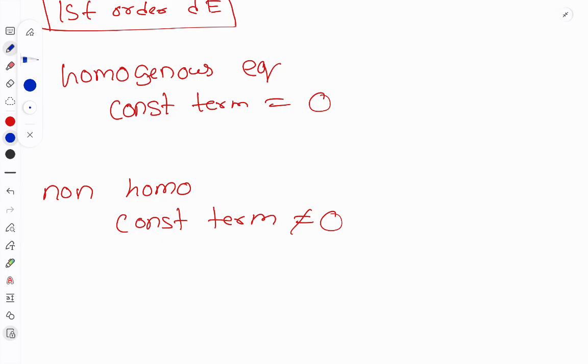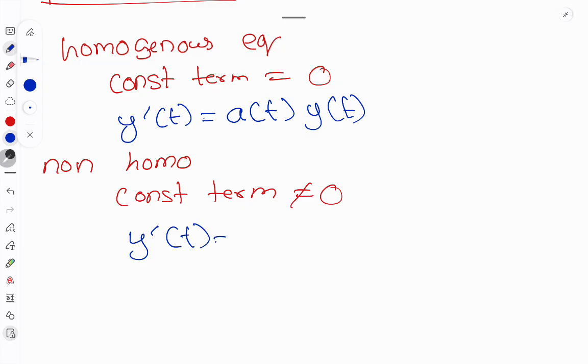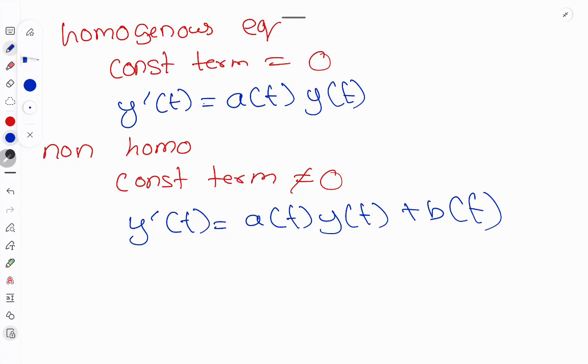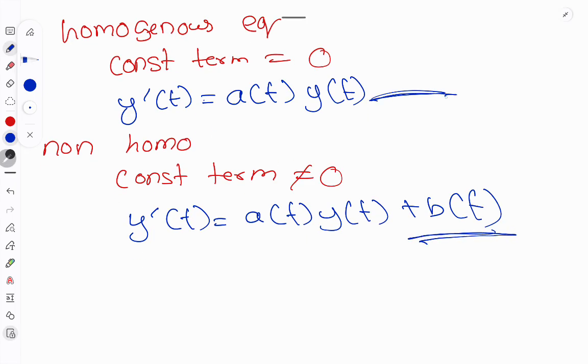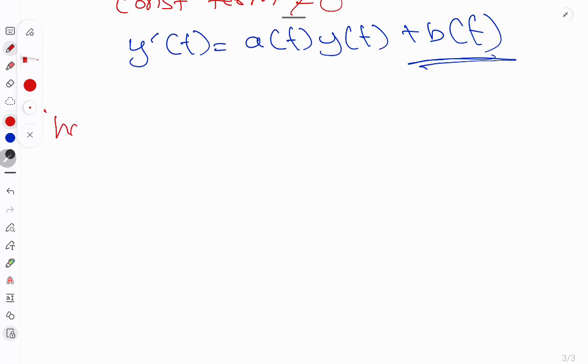But in differential equation terms, the homogeneous equation will look like this: y'(t), this is y differentiated, equals a(t) y(t), and the non-homogeneous one will look like this: a(t) y(t) plus b(t). So here you have a constant term, here you don't have a constant term. Your question will be like this. If you have this case, let's do the homogeneous case.